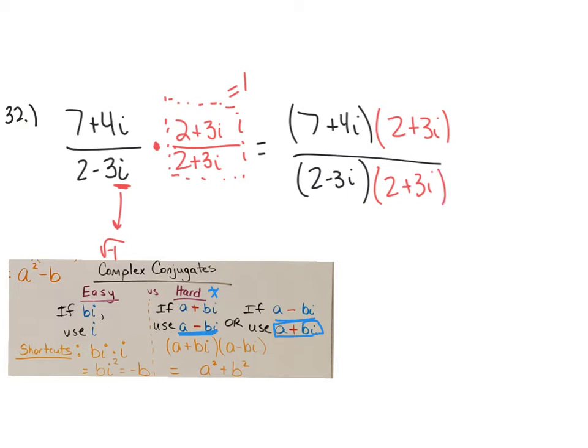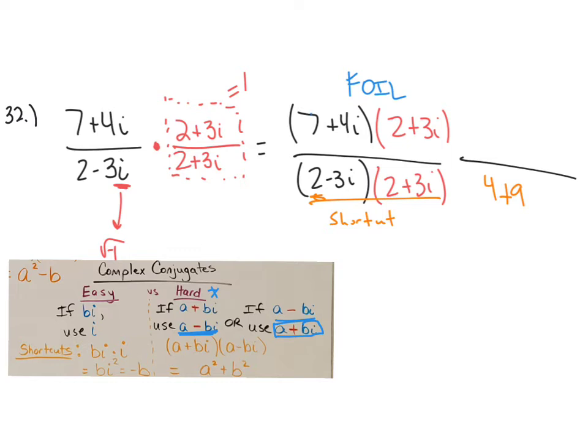Now, the top you have to FOIL. Remember, I don't call it FOIL, I call it distributive property, but either way, you have to FOIL the top. The bottom, you can FOIL, or I'm going to use my shortcut. So the bottom, if you guys see here, our shortcut says take the first number, a, and square it. Take the second number, not the i part, just the 3, and square it and add them together. So the bottom is just 4 plus 9. If you FOIL it, you'll get the same thing.